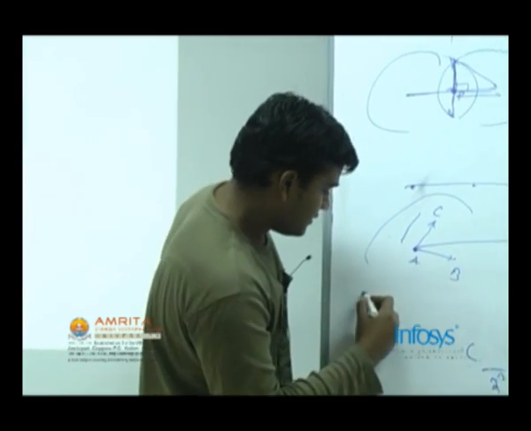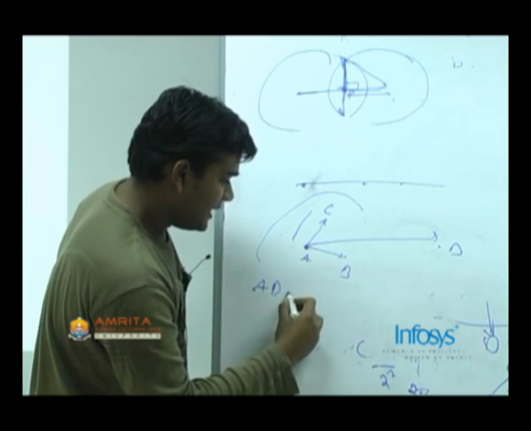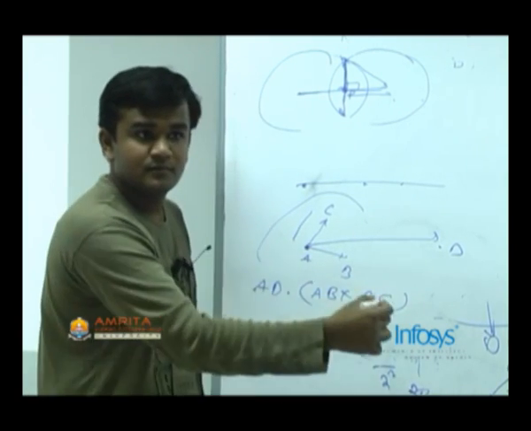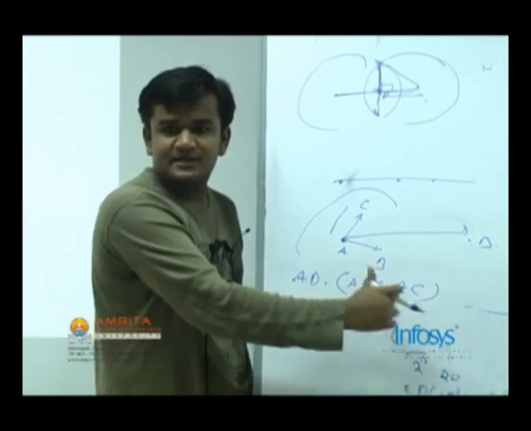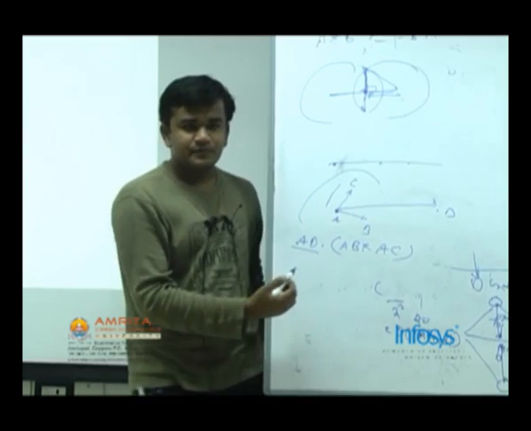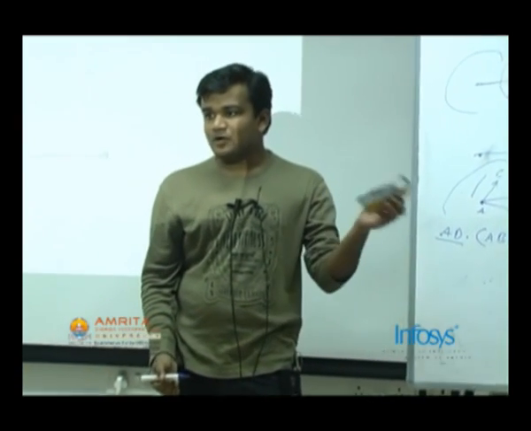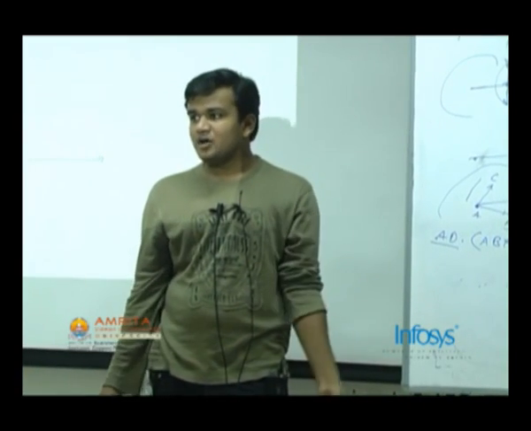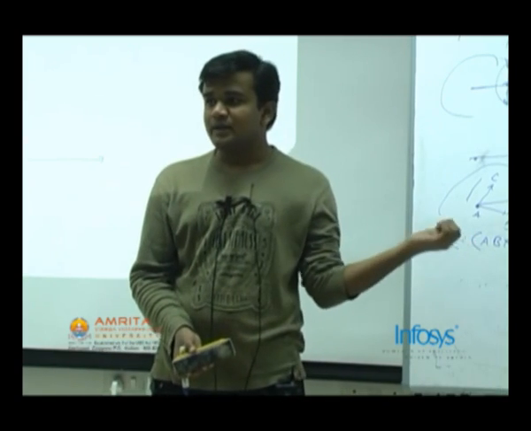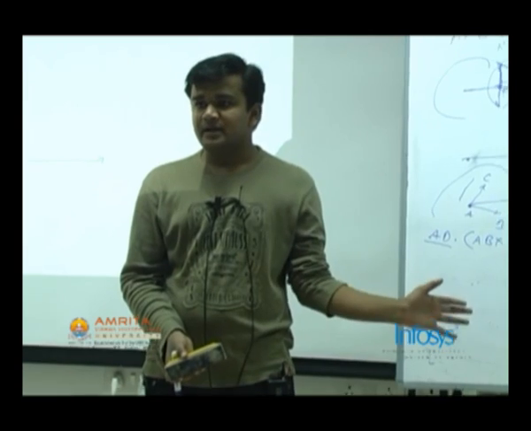Is this clear? So the dot product of AD with AB cross AC. AB cross AC is the normal vector. We take the dot product of this with the AD vector. If it's non-zero, this point is outside the plane. That means they are not coplanar, otherwise they are coplanar. Is this clear?